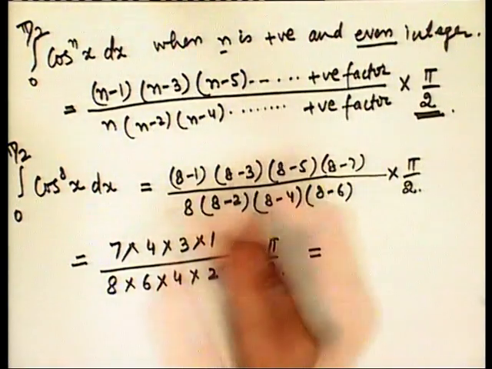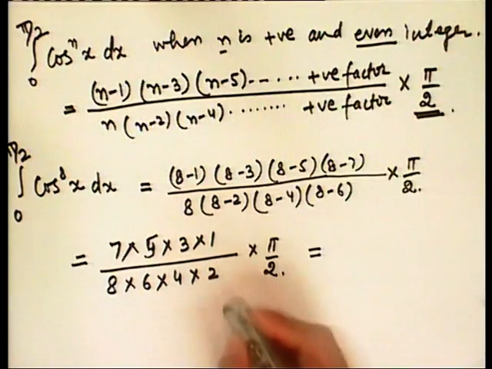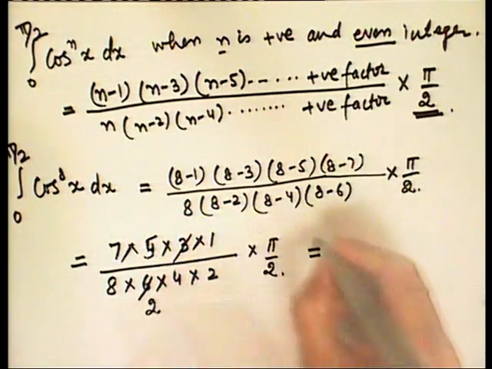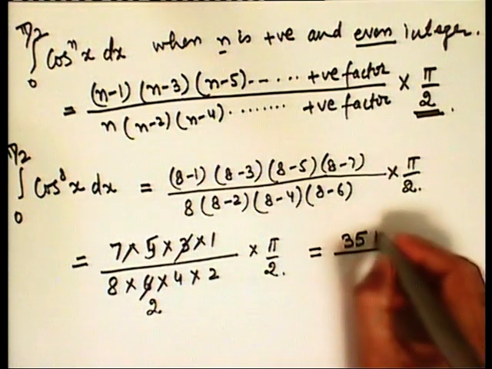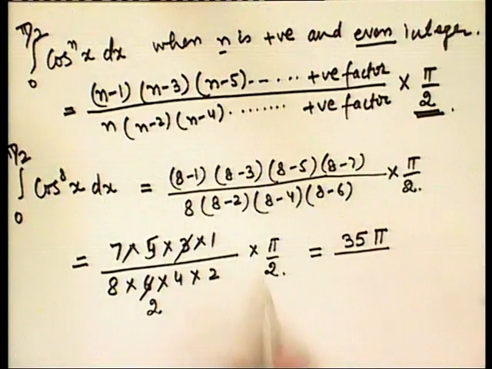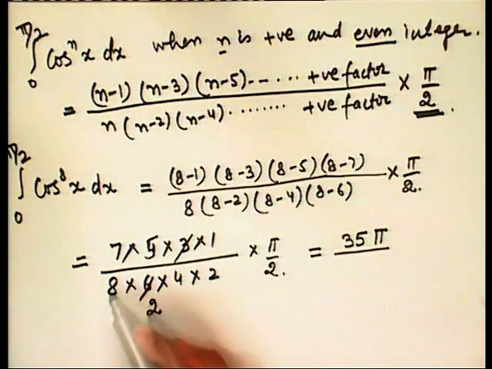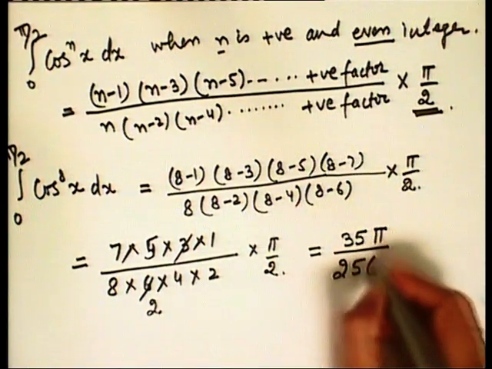Sorry, 8 minus 3 is 5. 7 times 5 is 35 pi, and in the denominator 2 times 2 is 4, 4 times 2 is 8, 8 times 8 is 64, and 64 times 4 is 256.